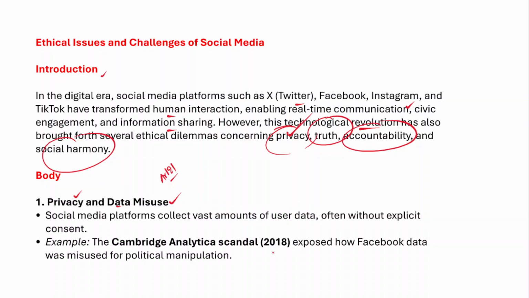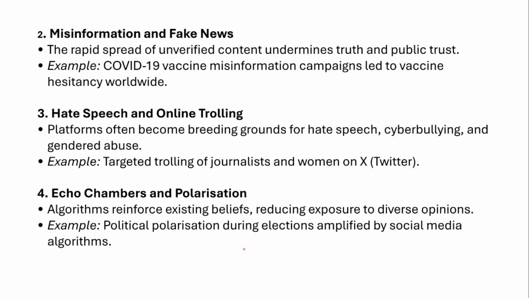For example, the Cambridge Analytica scandal in the year 2018, which is a very popular and a very famous scandal, exposed how Facebook data was misused for political manipulation in UK. Now remember that whenever you write such points, it is always advised that you mention at least one example in each of these points. So they could make your answer more and more effective and impactful also.